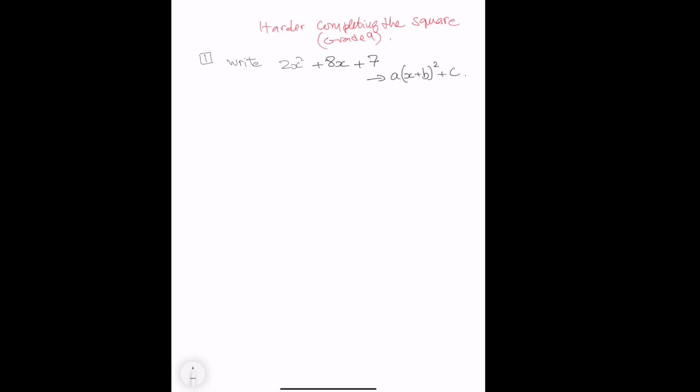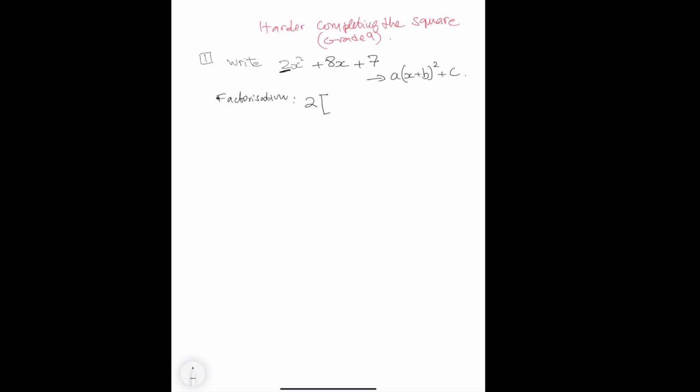Okay, so the first thing you have to do is factorize. Start with factorization. You have to take the 2 outside the bracket, so 2 bracket. You have to remove this 2. If it's 3, you have to remove the 3 also. So you have to factorize.